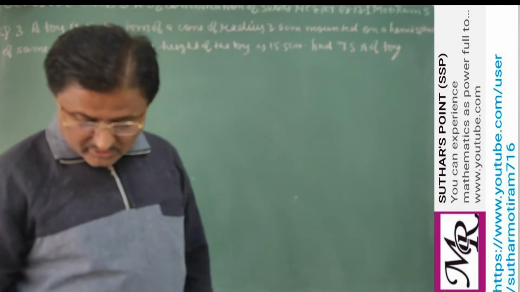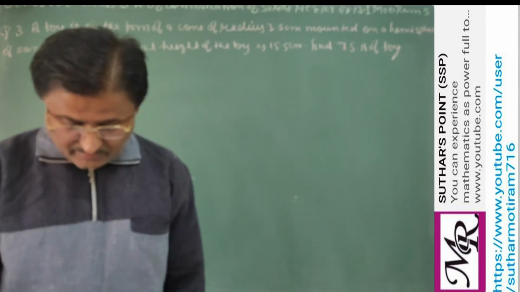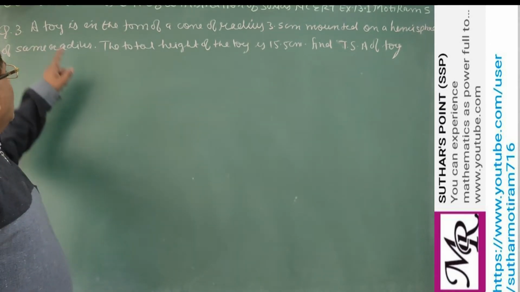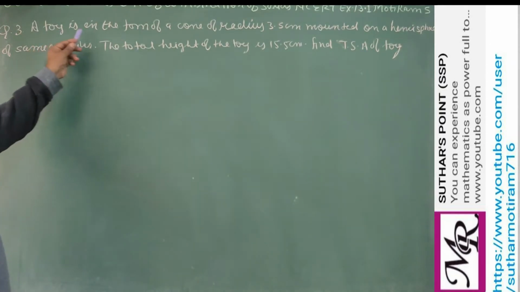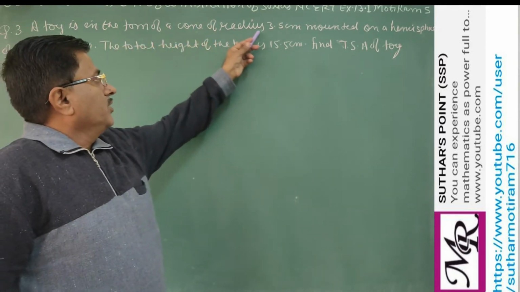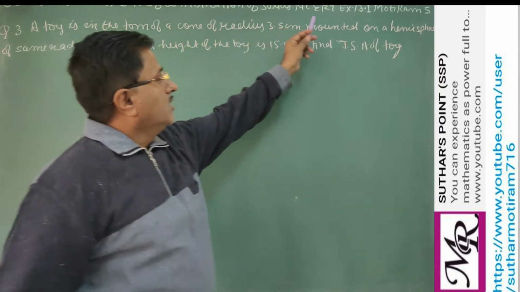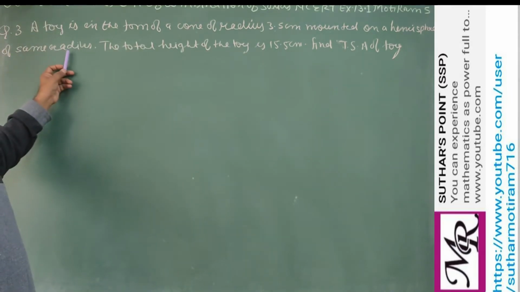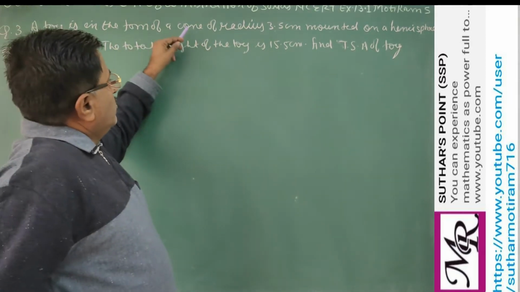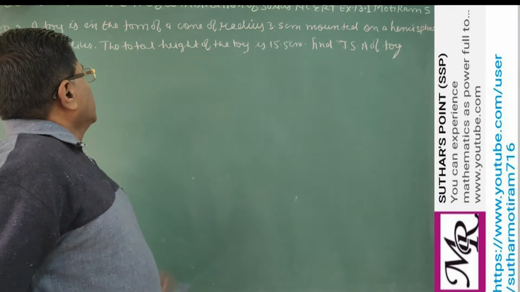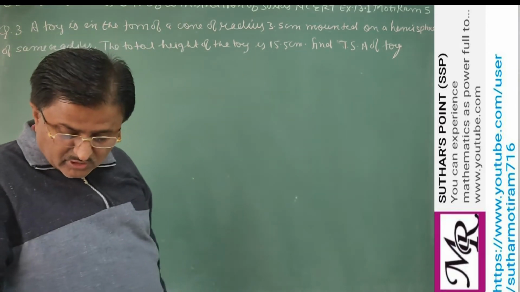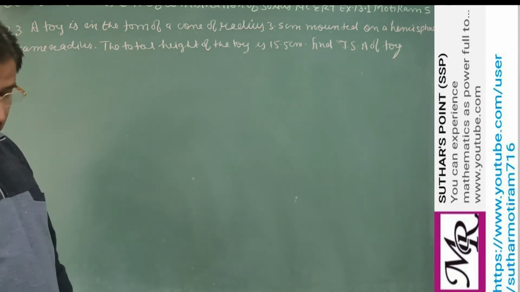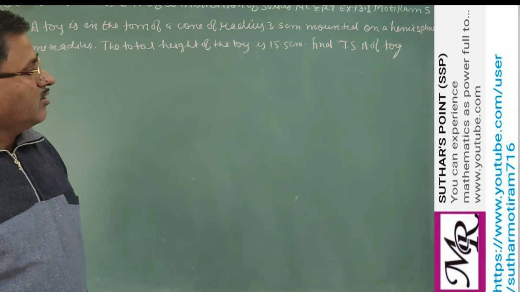So here I have already written the question. A toy is in the form of a cone of radius 3.5 centimeter mounted on a hemisphere of the same radius. The total height of the toy is 15.5 centimeter. We have to find the total surface area of the toy.